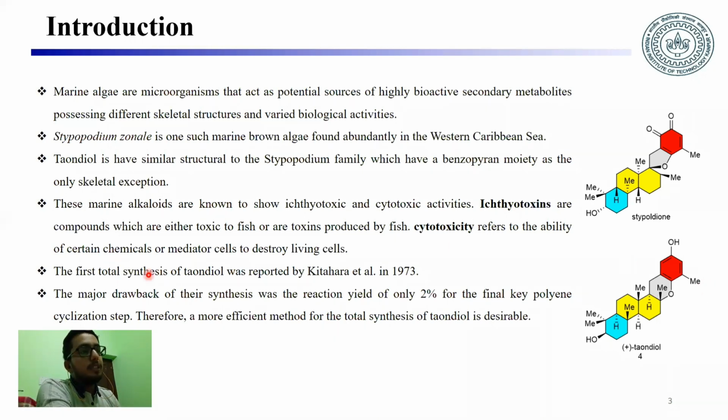The first total synthesis of Taondiol was reported by Ichikawa and his co-workers in 1973. The major drawback of their synthesis was that the reaction yield was only 2% for the final key polyene cyclization step. So they had a very low yield total synthesis of this Taondiol molecule. Therefore, a more efficient method for the total synthesis of Taondiol is desirable.